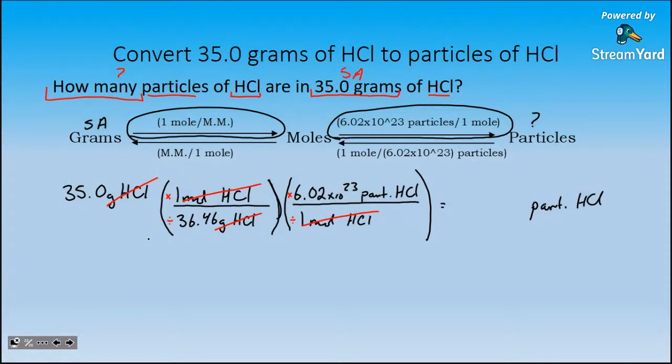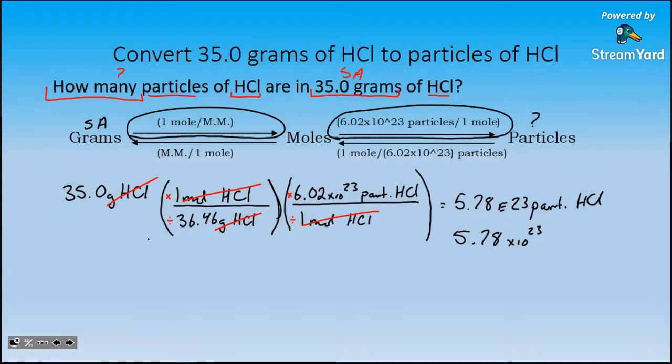So in my calculator, I'm going to type in 35.0 divided by 36.46 times 6.02, second comma to get the E, and then 23, and hit enter. And I get an answer of 5.778 times 10 to the 23rd. So to 3 significant digits, 5.78, and then the E23 particles of HCl. Again, you could just as easily write this as 5.78 times 10 to the 23rd.